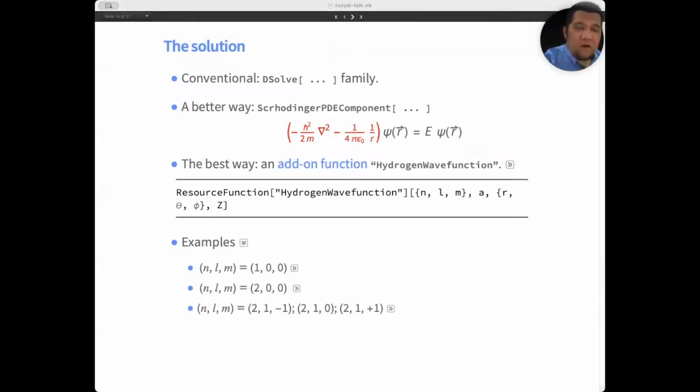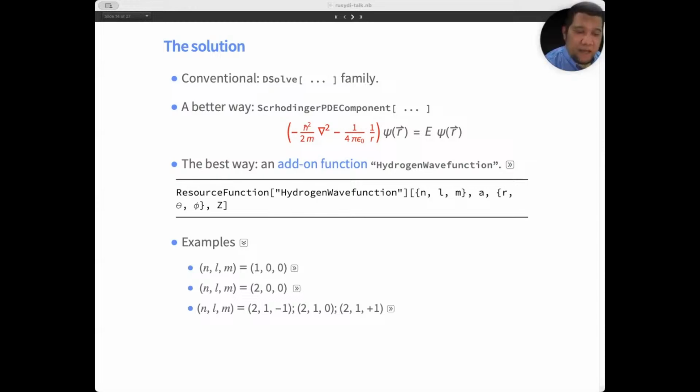Wolfram Mathematica offers many ways to solve the hydrogen-like time-independent Schrödinger equation. The conventional one is to use the function of the solved family. But we are physicists. We don't have time for solving mathematical equations. And Wolfram Mathematica lets lazy scientists like us study physics without worrying too much about mathematics. A better way is to use the function SchrodingerPDEComponent. PDE stands for partial differential equation, which is the left side of the time-independent Schrödinger equation. This function is so flexible for quantum mechanics problems.